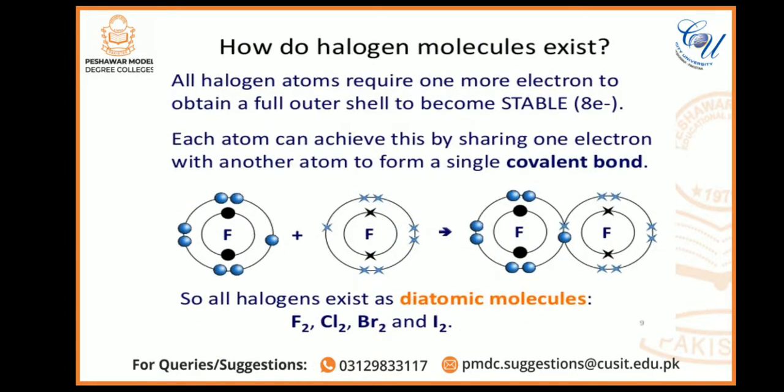Now we will discuss how halogen molecules exist. All halogen atoms require one more electron to obtain a full outer shell to become stable. So each atom can achieve this by sharing one electron with another atom to form a single covalent bond. Here you can see the formation of the fluorine molecule. So all halogens exist as diatomic molecules.